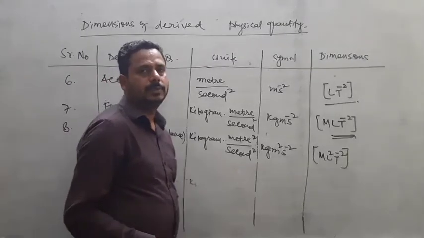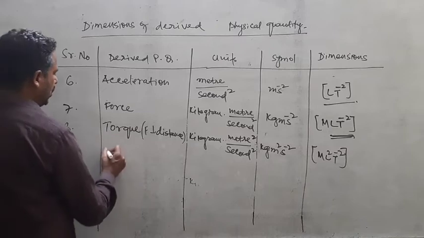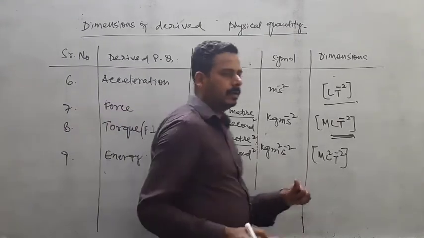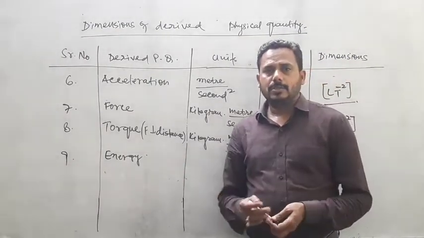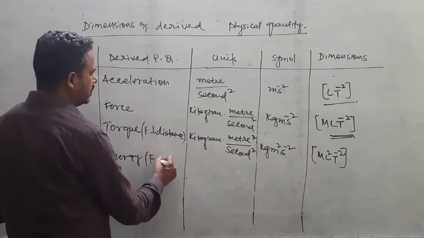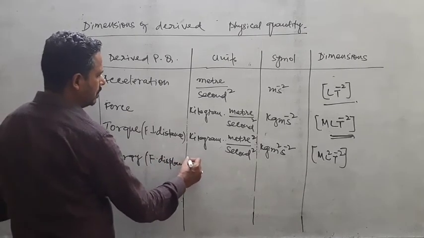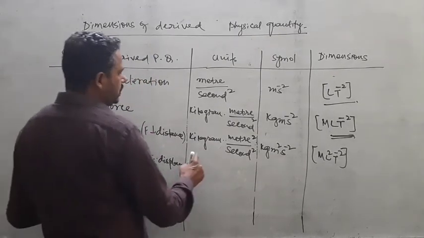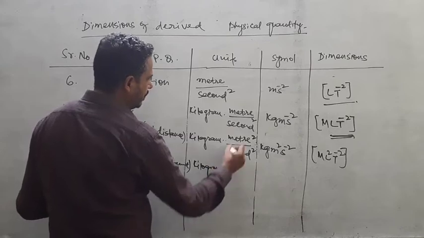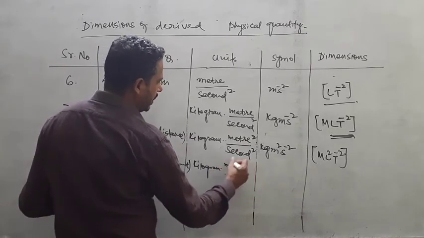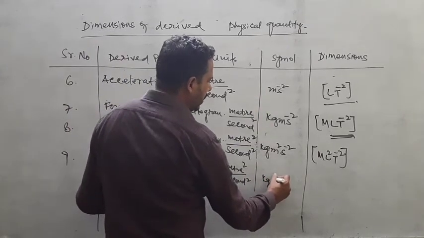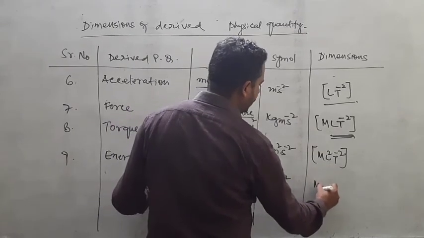So ML^2T^-2 is the dimension of torque. Accordingly, if someone wants to find the dimension of energy, you know work done is also called energy. So for energy there is force into displacement. For force it will be the same, kilogram meter per square second, and with displacement another meter. Its symbol is kg square meter per square second, and its dimension is also the same, ML^2T^-2.